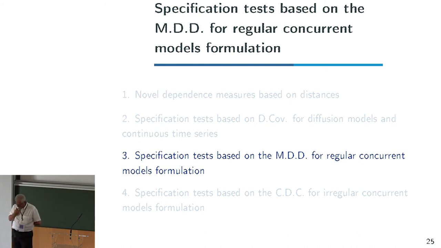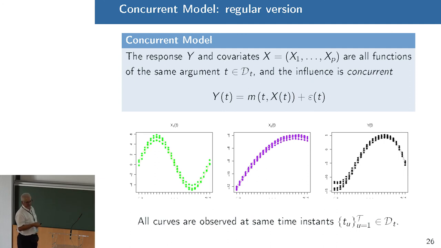Another interesting application for a complex model is what we call the concurrent model regression. This is a kind of model in the context of functional data. In this model, we have a response y and a vector of covariates, and both evolve along time. There are two possibilities here: that the data are observed at regular instants for all curves, in which case we can apply the martingale difference divergence; and the situation when the data are not observed at the same times, in which case that approach is not possible, and we have to use the conditional correlation distance.